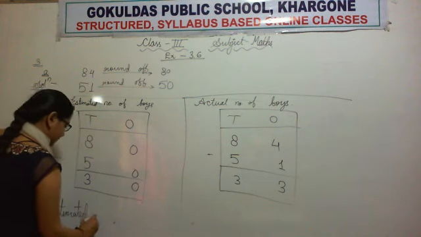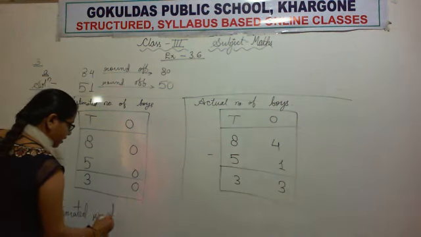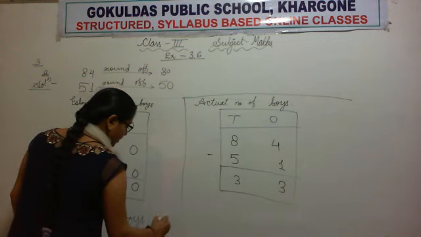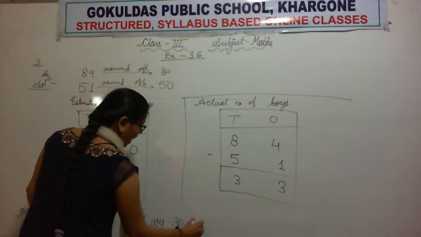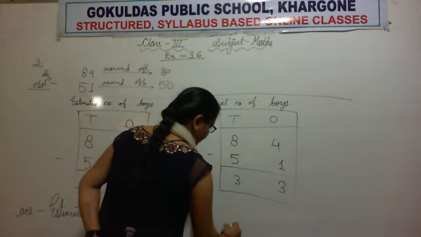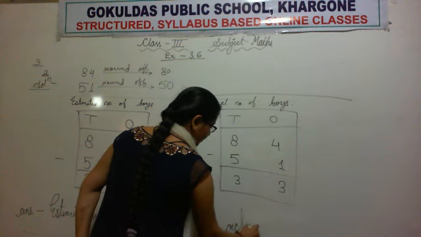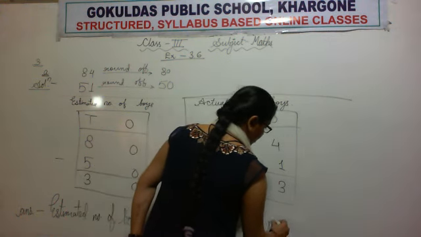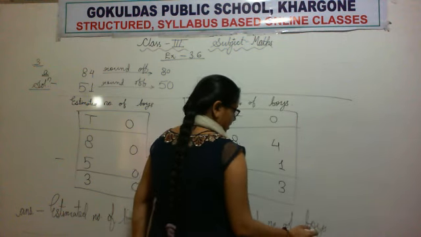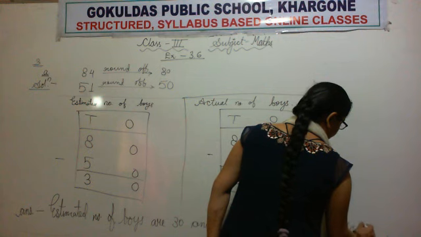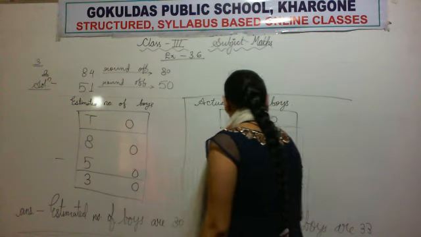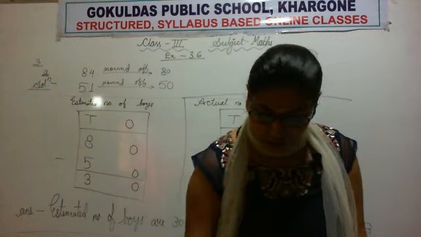Estimated number of boys are 30 and actual number of boys are 33. So students, in the book the solution is given.